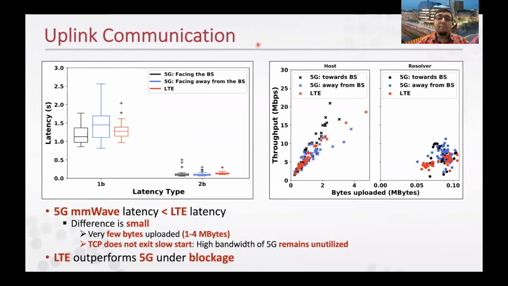In terms of uplink communication, we observe that 5G millimeter wave has lower latency compared to LTE. However, this difference is small because the application uploads very few bytes and does not allow TCP to exit the slow start, and hence the high bandwidth of 5G remains unutilized. Interestingly, LTE outperforms 5G under blockage.